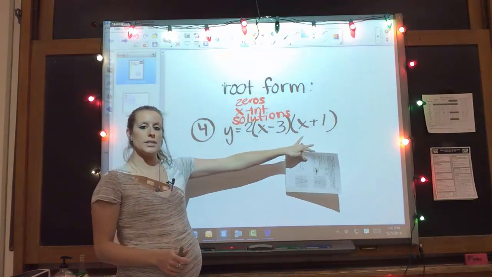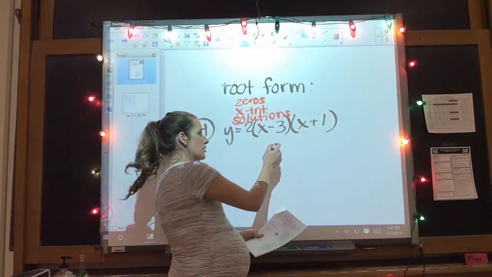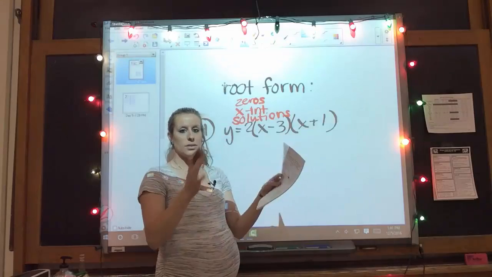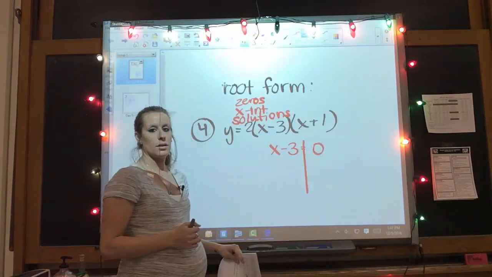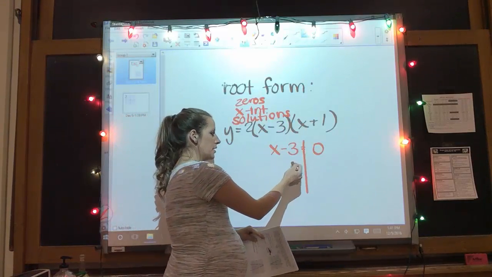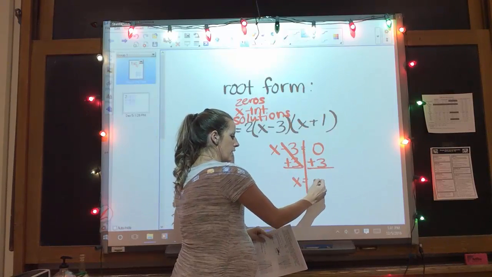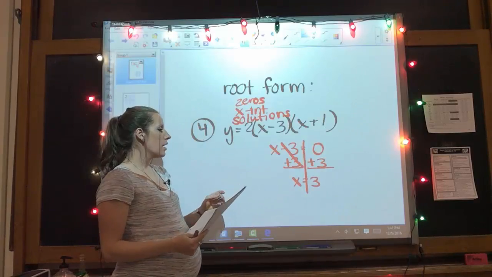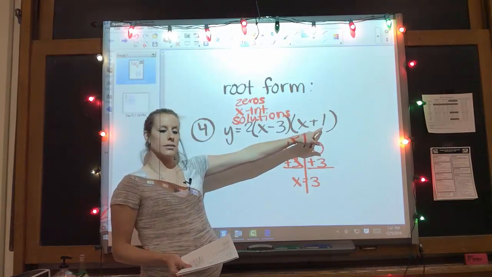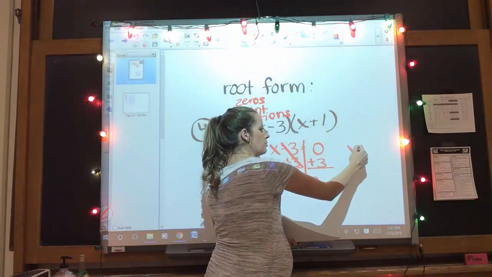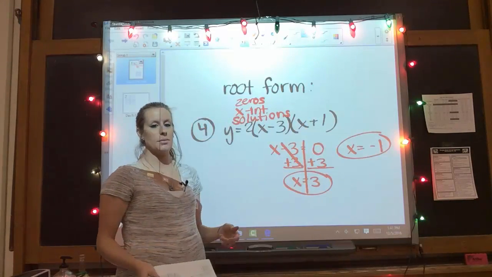So whenever I tell you to find your roots, I'm telling you to find your zeros, find your x-intercepts. If it's in root form, you're going to take each factor, each set of parentheses, and set it equal to 0. You should remember this from the beginning of the year. So we would add 3 to both sides, and x equals 3. A trick is that it's always going to be the opposite. So my other root would be -1.